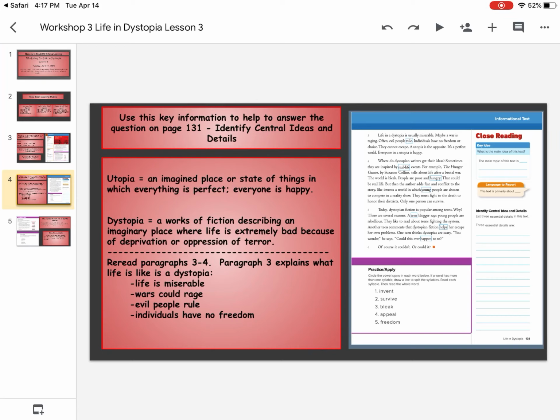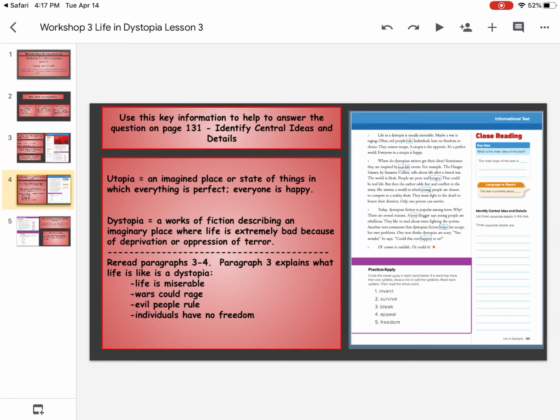And in this, you're going to identify central ideas and details. Now, we're going to use the key information to answer that question. Again, let's just review. We know utopia is an imagined place or a state of things in which everything is perfect. Everyone is happy. Dystopia is a work of fiction describing an imaginary place where life is extremely bad because of deprivation, oppression, or terror.